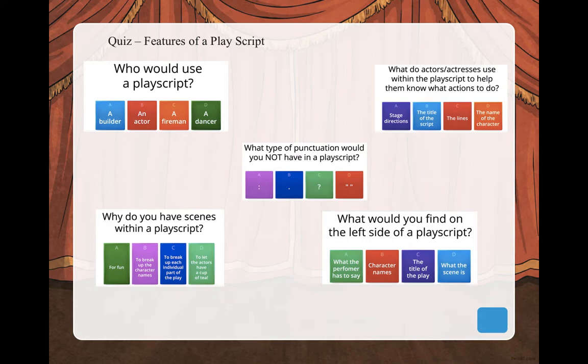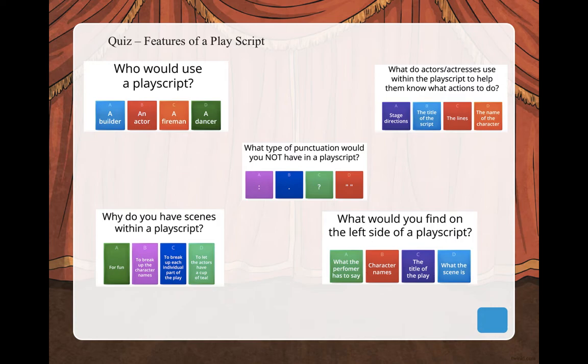Who would use a play script? It's B, an actor. Number 2, what do actors or actresses use within the play script to help them know what actions to do? It's A, stage directions. Remember, they appear in the brackets. Number 3, what type of punctuation would you not have in a play script?